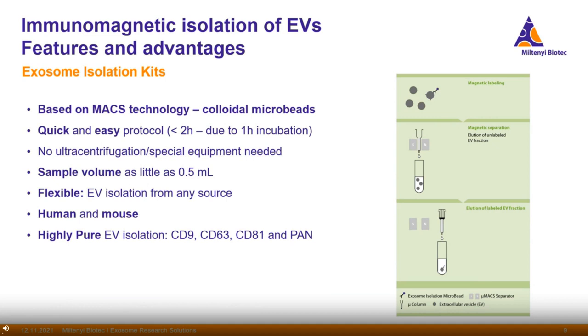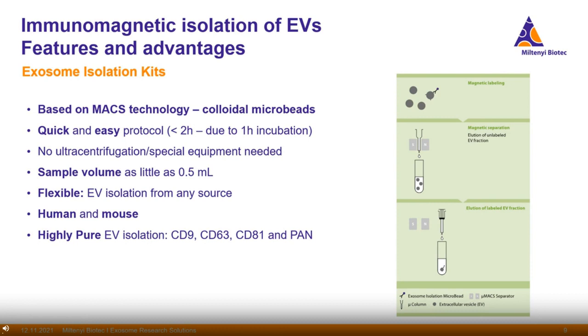So here I listed some of the features and advantages of the exosome isolation kits. The kits use immunomagnetic microbeads in the nanometer range, and these nano-size microbeads always stay in suspension, creating an even distribution of the antibody, which allows for a much more efficient EV capture than other magnetic microbeads that tend to precipitate. The assay is fast and very easy, and doesn't require special equipment. It can be used for virtually any EV source, including serum, saliva, plasma, urine, and from both human and mouse.